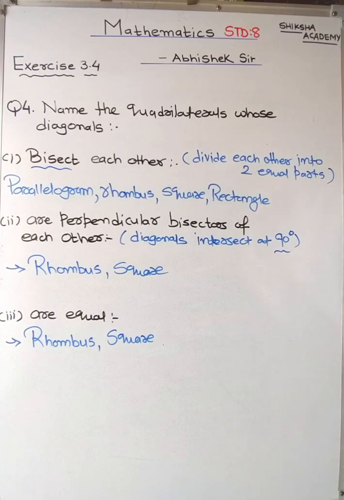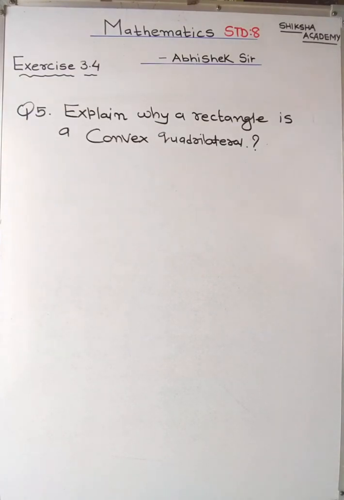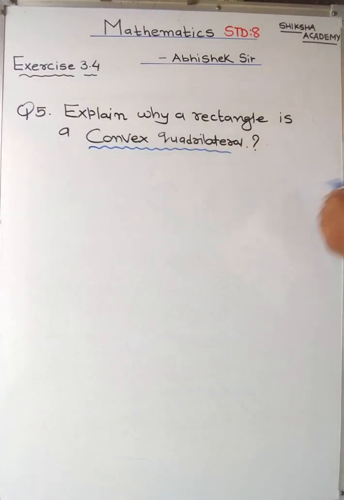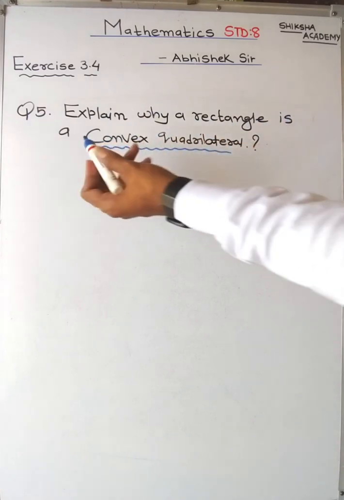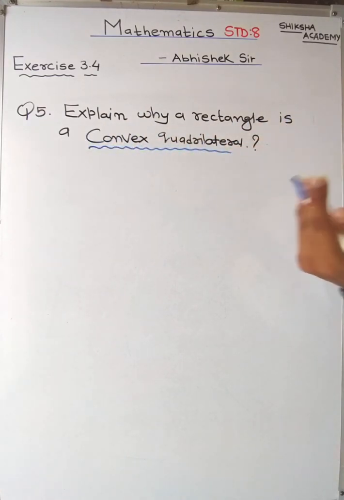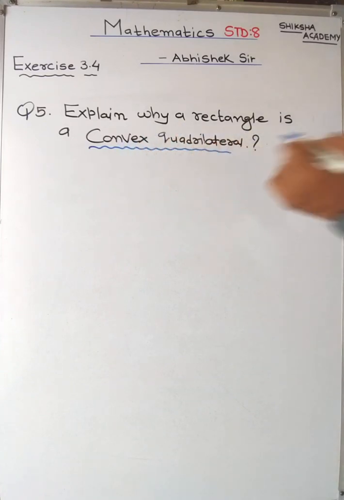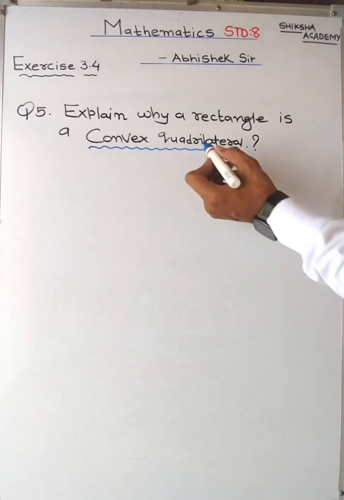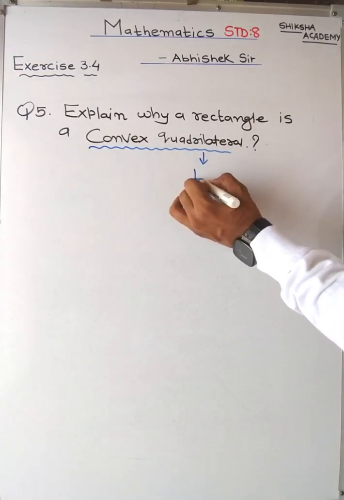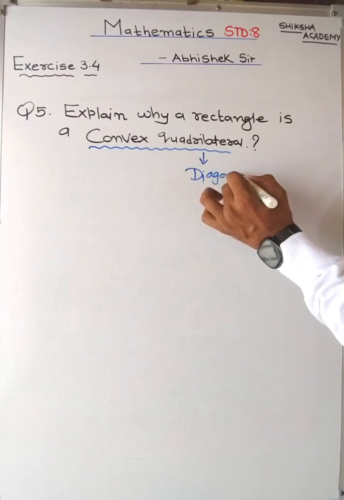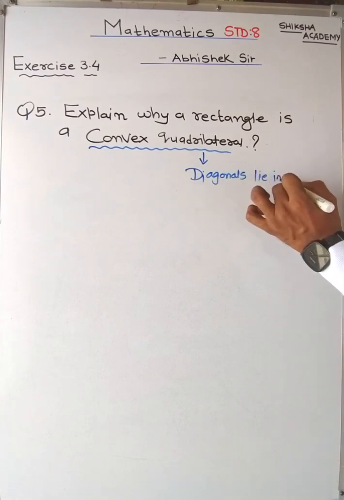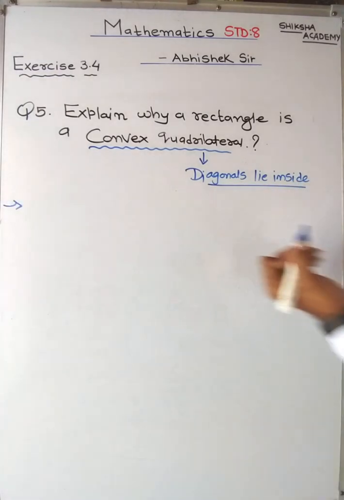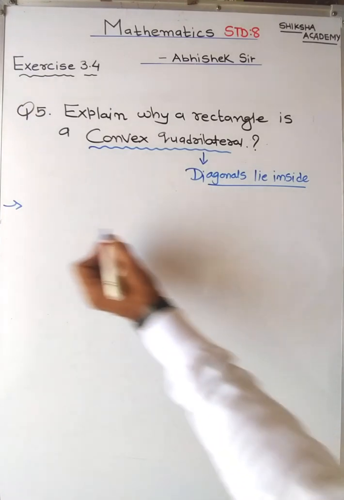Moving on to the next question. Next question is very interesting. We have to recall our knowledge of convex quadrilateral. The question is, explain why a rectangle is a convex quadrilateral. Now do you remember, students, what is a convex quadrilateral? Yes, a convex quadrilateral is a quadrilateral in which the diagonals lie inside. Clear? So we have to just give the reason, explain why a rectangle is a convex quadrilateral.